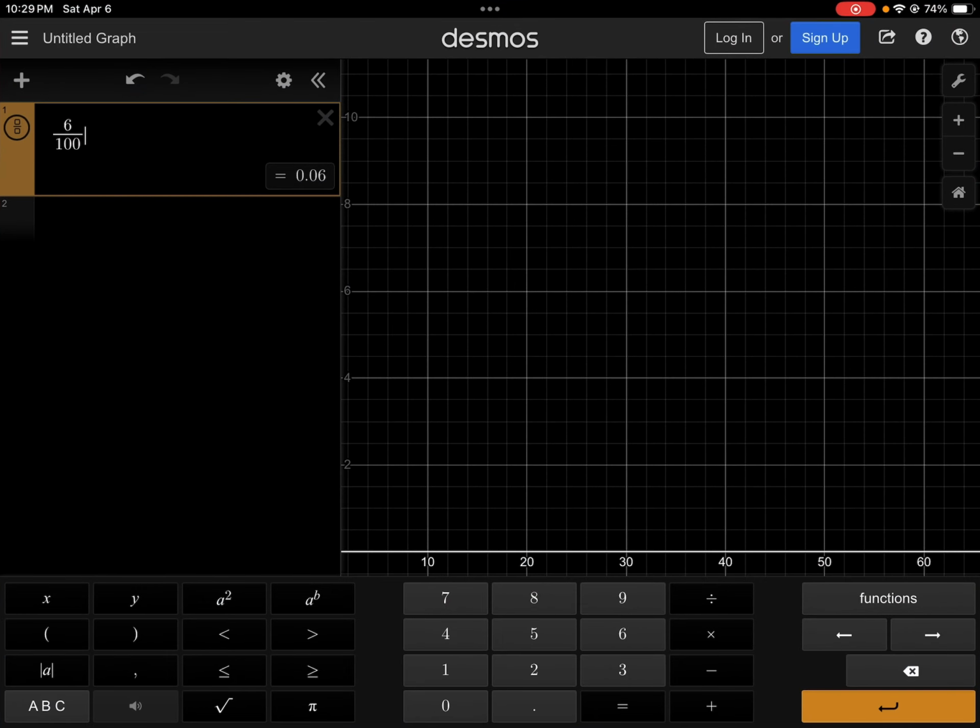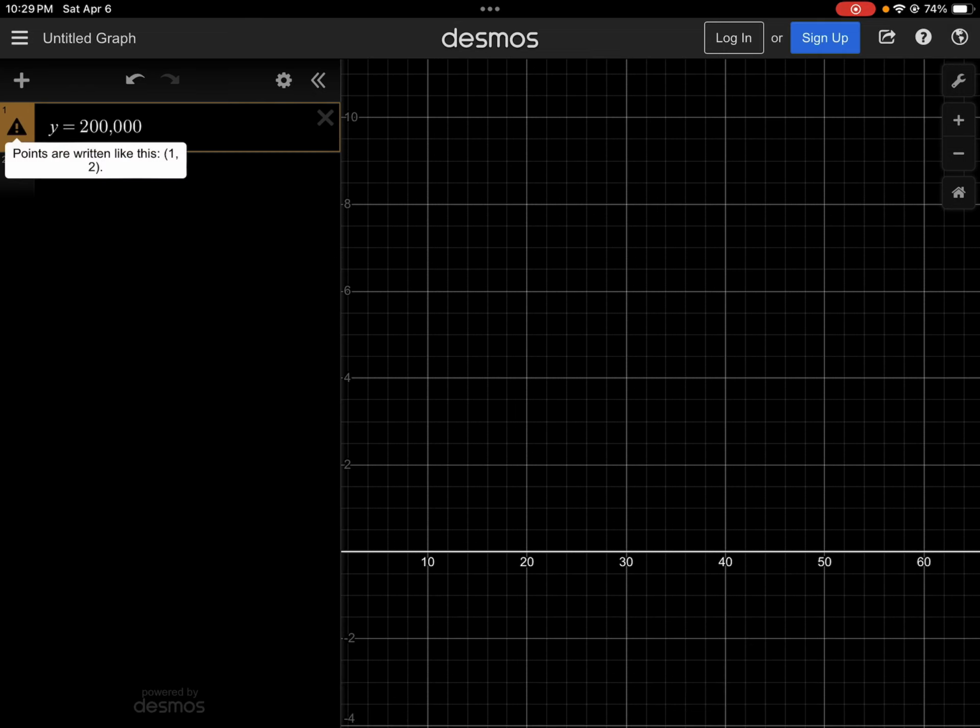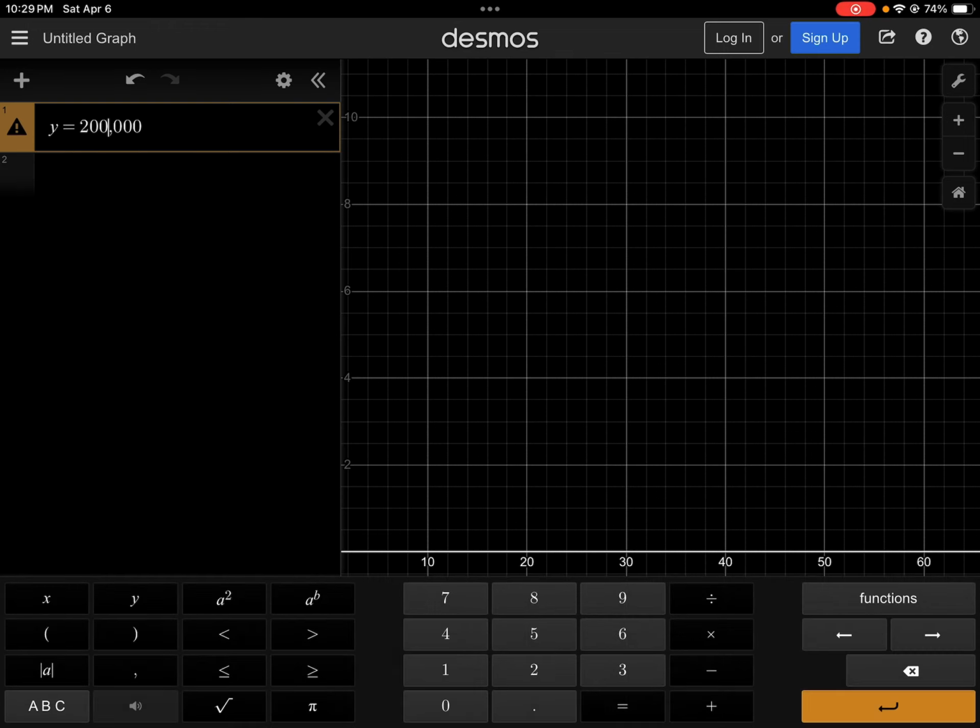So here I'm going to put y equals 200,000, and what would happen if I put the comma there? It's going to give me something. It's like, oh, points are written like this, 1,2. It thinks it's a point, not a value. So I'll get rid of that, and then we have the base 1.06 to the x. Well, there is no graph.